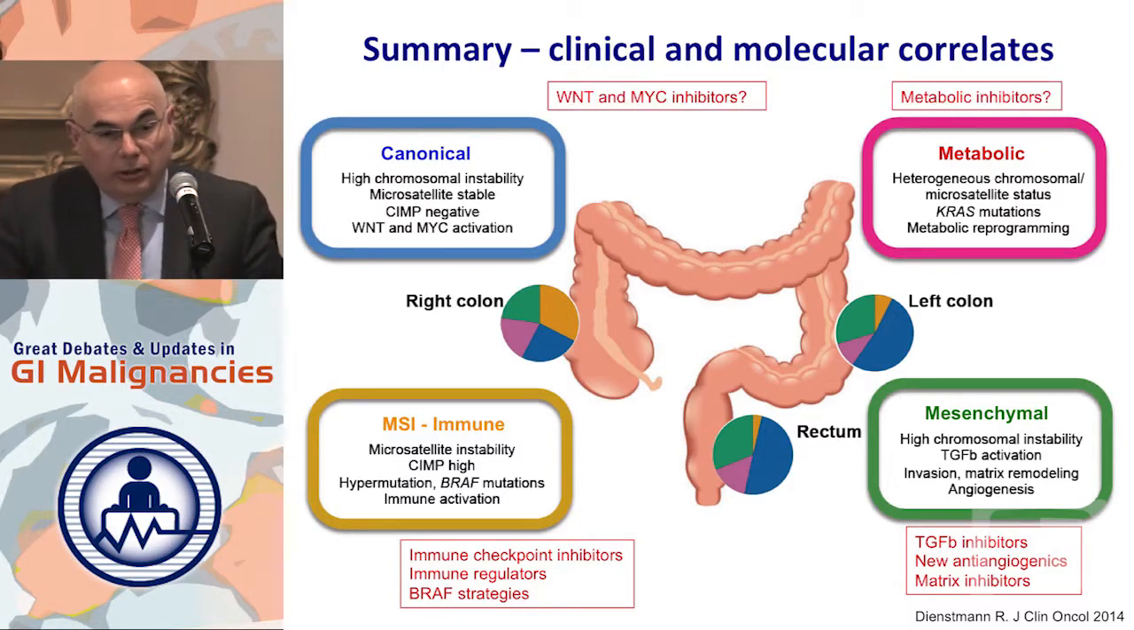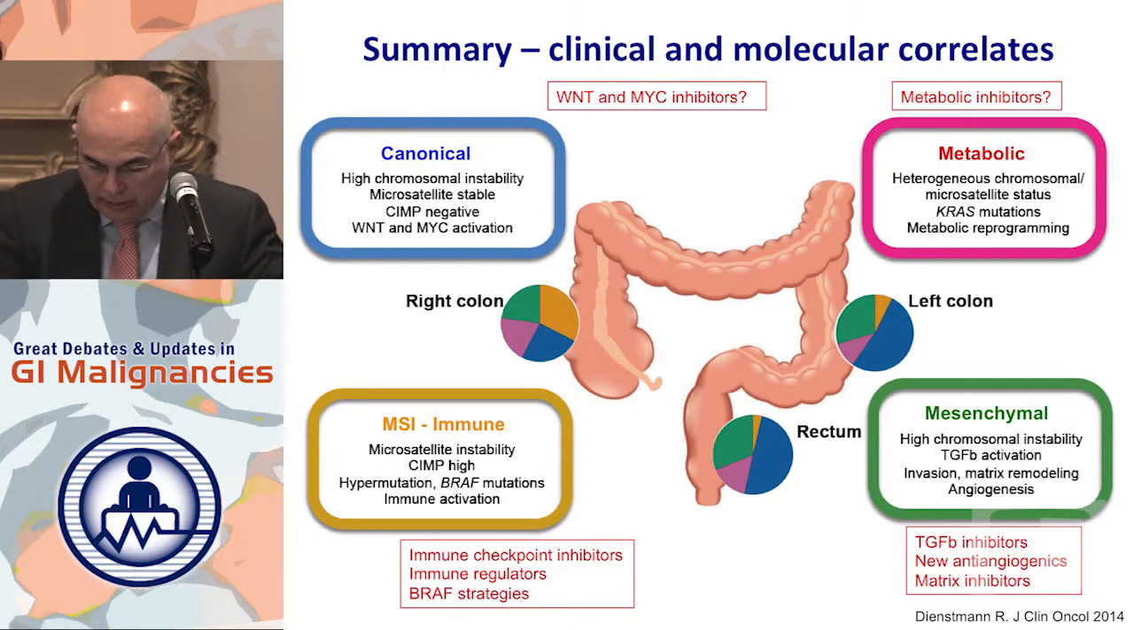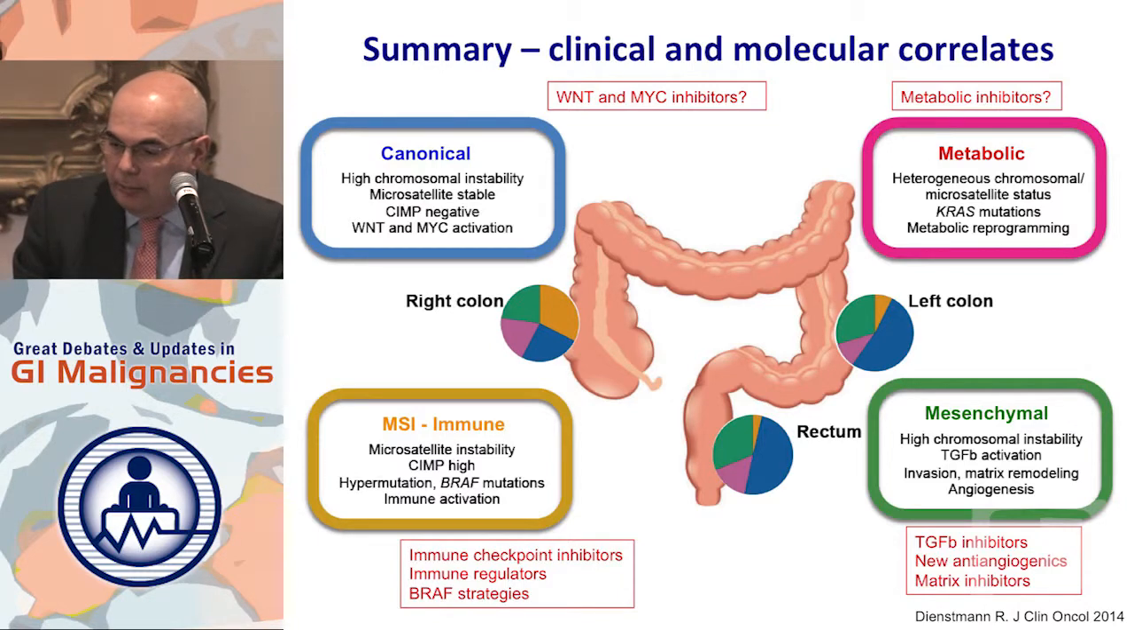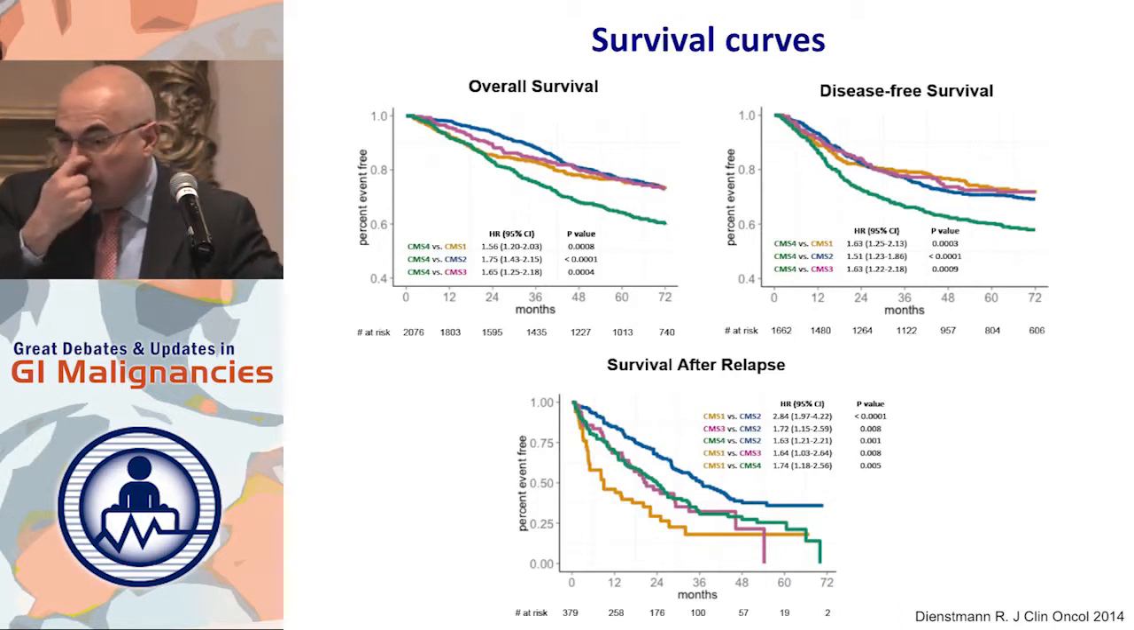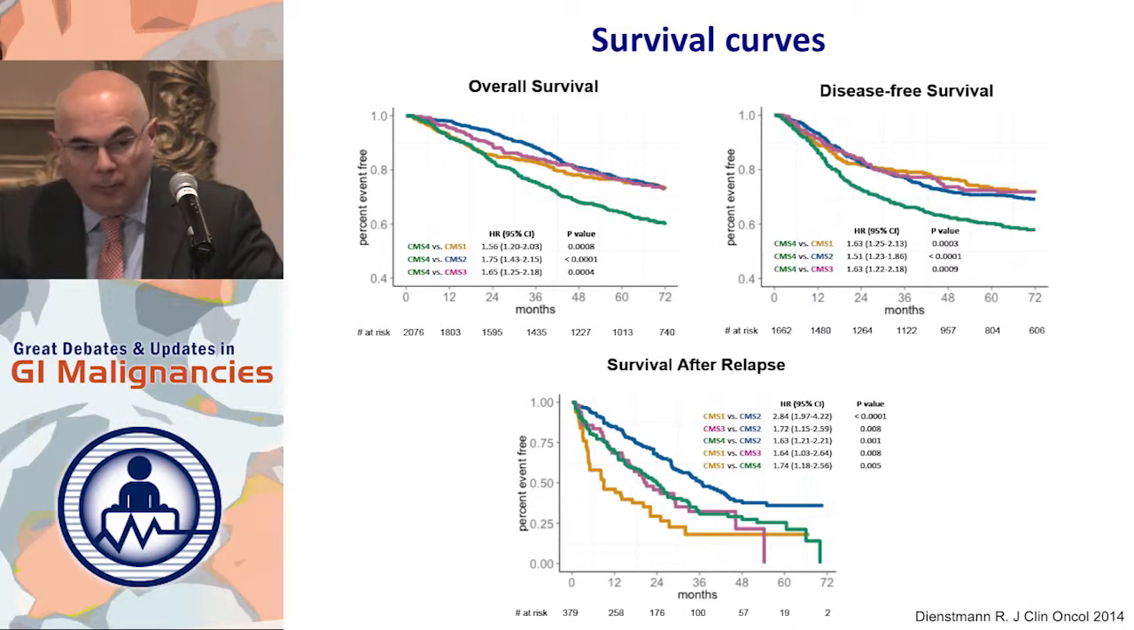Finally, perhaps the subtypes for which we still don't have much information on how to develop new drugs are the canonical and the metabolic, where we don't even have drugs widely accepted at the preclinical level to evaluate in this setting. One final thing about this subtyping effort is that it also has prognostic information, as I mentioned before. For overall survival, you can see that the different subtypes have different behavior. Obviously, the worst one is the mesenchymal. The same for disease-free survival.